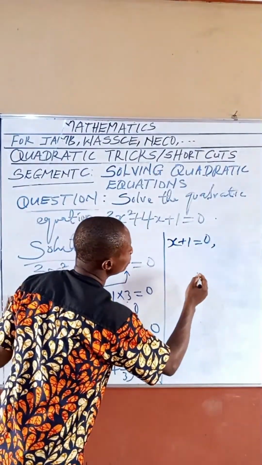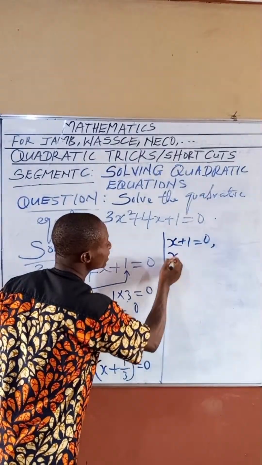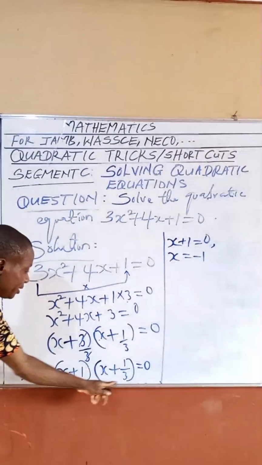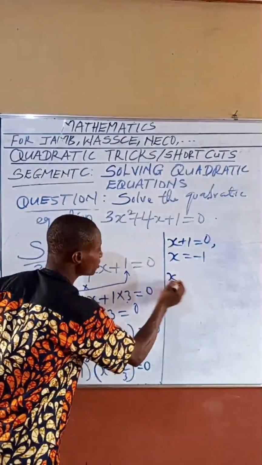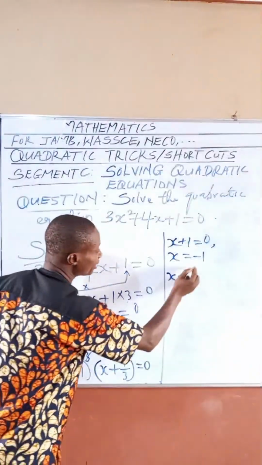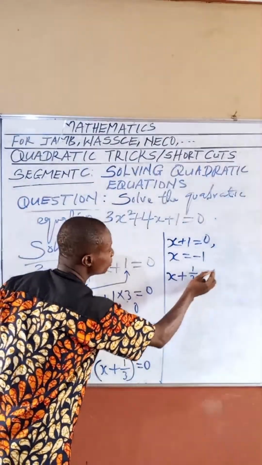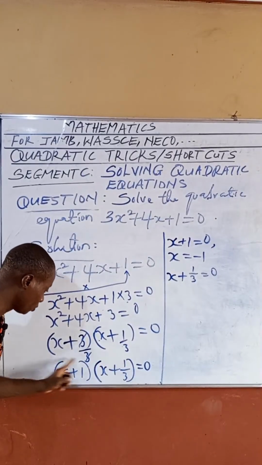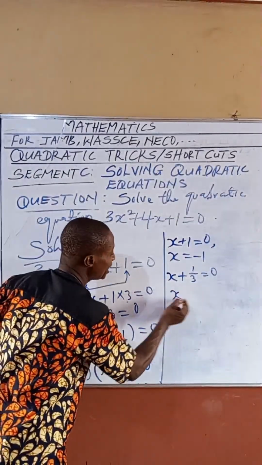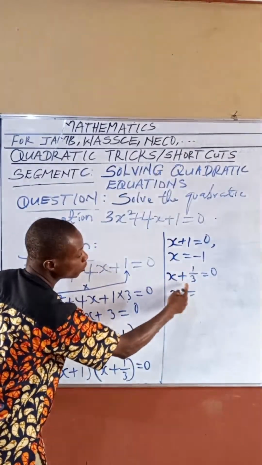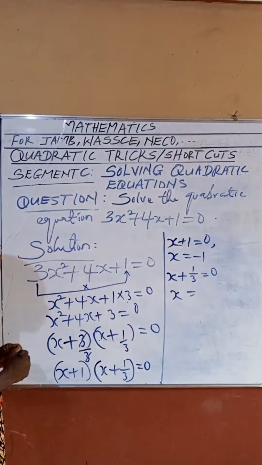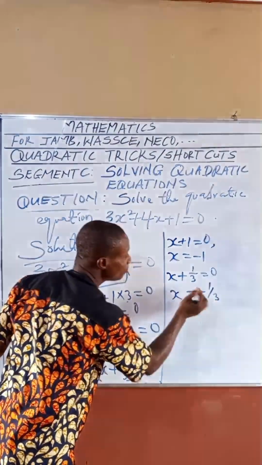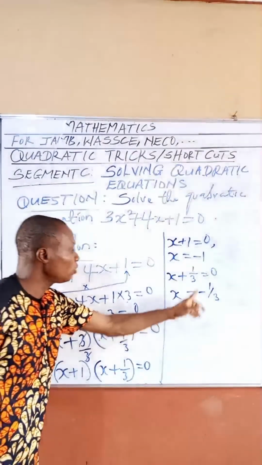Then x is equal to what? From here, what is x? x is equal to minus 1. That is for this. Then for this, we have x plus 1 over 3 is equal to 0. That's for the second one. So you see that this is equal to 0 or this is equal to 0. So it means that x is now equal to, take this plus 1 over 3 to the right. I hope it's understood. Take it to the right, becomes minus 1 over 3.